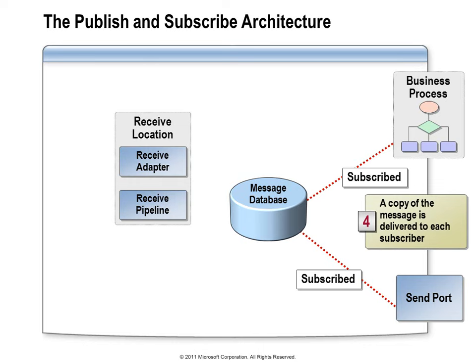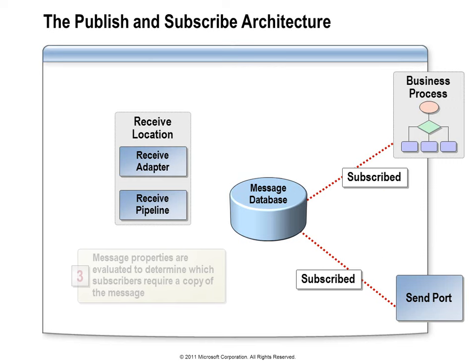So, once our orchestration has had a chance to consume that message and process it, somewhere along the line, it will publish a new message back to the message box. Once again, BizTalk is going to try to find a match between the context properties of that message and one or more subscriptions that have been registered.